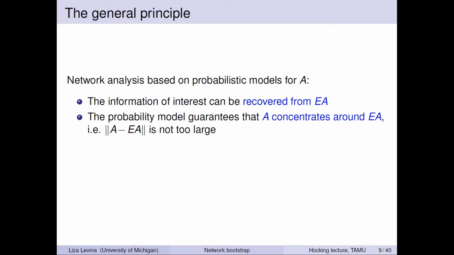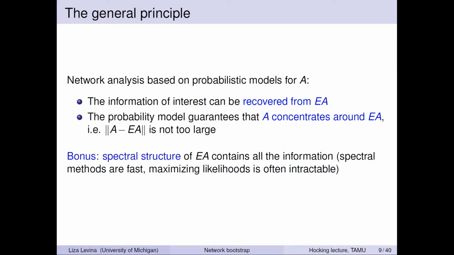So the general principle on which a lot of the network analysis using probabilistic models has been based, and there are many different models, but you usually see these two things come into play for binary edges. Number one is that whatever information of interest you're trying to recover, whether it's latent variables or communities or whatever it is that you want to estimate, can be recovered from the expectation. Say if the expectation is block constant, you can see the communities right away. So the model tells you that. And then the other thing that you need is concentration. You basically need to be able to say that what you observed is not too far from its expectation, and therefore you can learn. And these two parts sort of serve as the foundation of 90% of all networks papers.